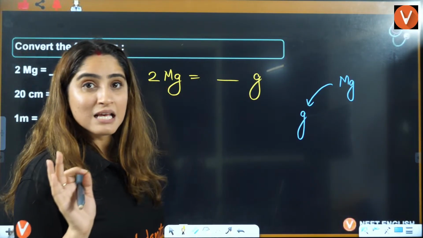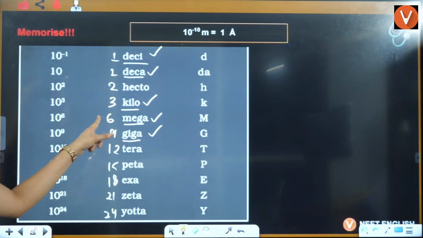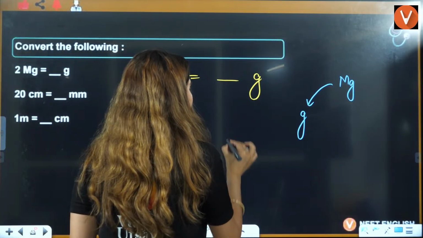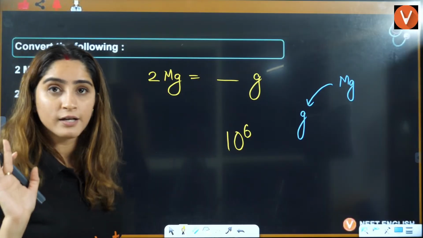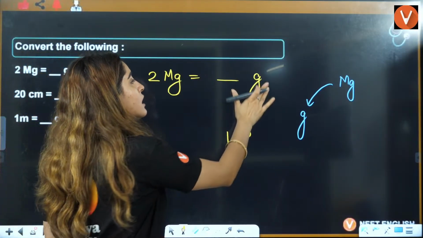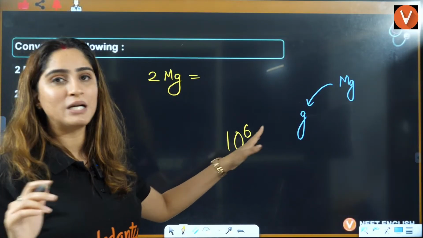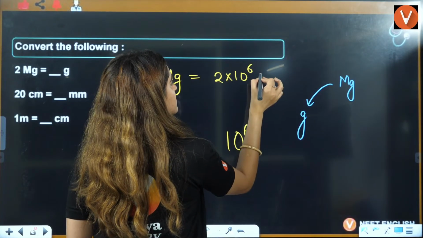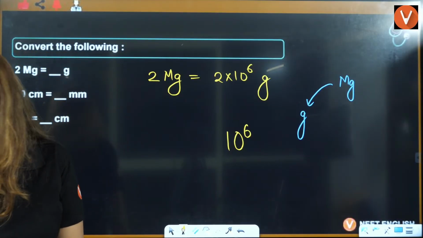And mega is 6. Okay, mega is 6. I just remember 6. Mega is 6. That I remember, right? So it means 10 raised to power 6 either will be multiplied or it will be divided, right? Now I have to think whether it will be multiplied or divided. Larger to smaller is multiplied. So that will become 2 into 10 raised to power 6 gram. That is going to be your answer here, right?